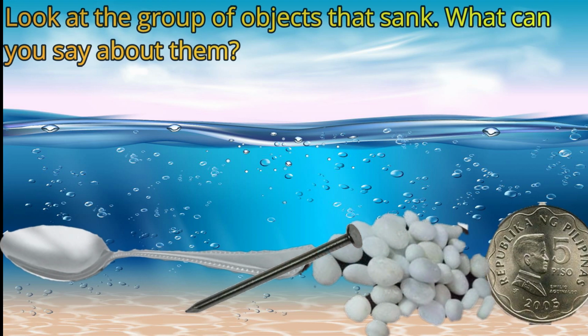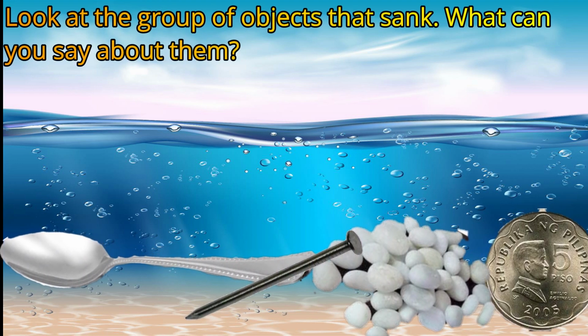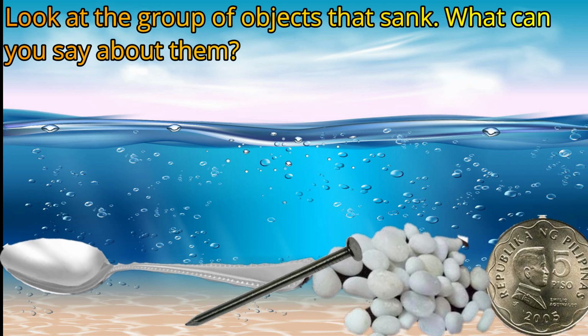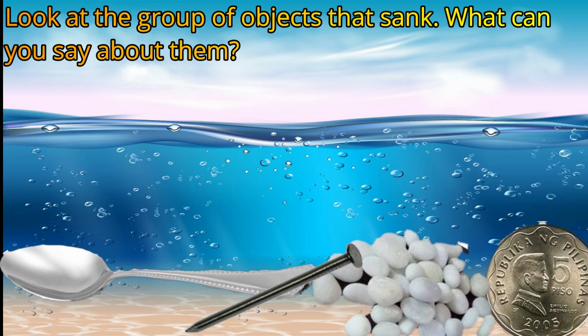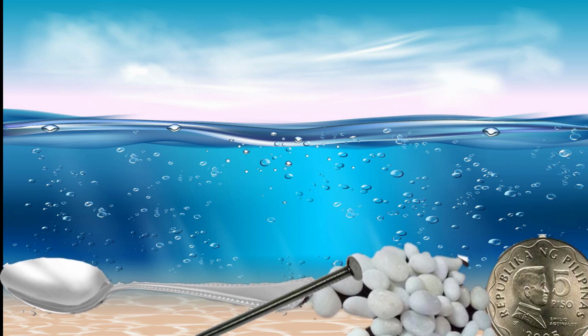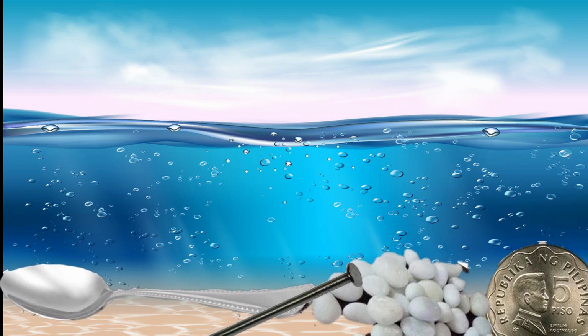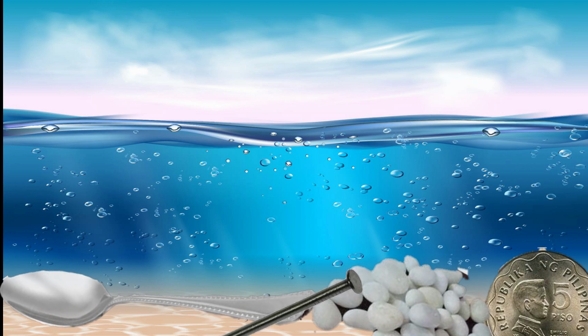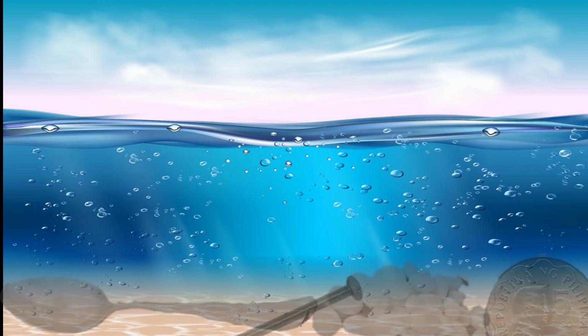Look at the group of objects that sank. What can you say about them? The materials that sank are mostly heavy and hard. They are made up of metal and stone.